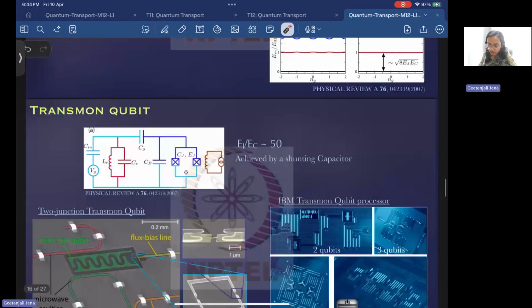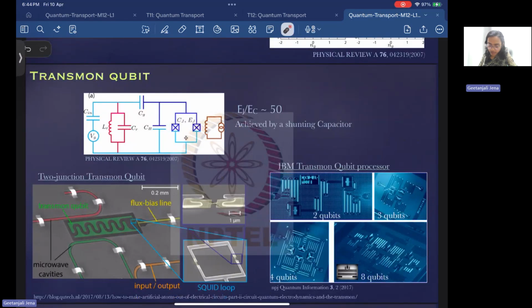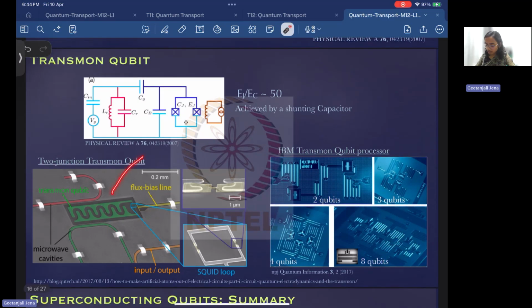Okay, and we get this value by using a shunting capacitor. So you can see it here. We use a shunting capacitor, so that EJ by EC is equal to 50, and we can minimize the fluctuation. So this is the schematic of this transmon qubit, as well as some of the transmon qubits that have been developed by Hebby.